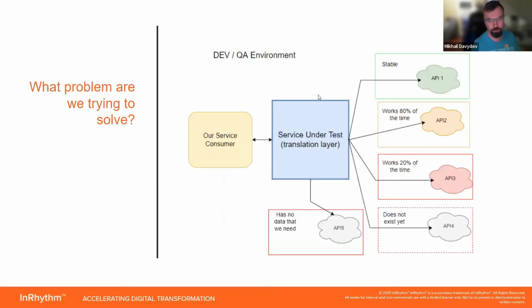So first of all, what problem am I talking about? In this project, our system that we are testing is basically a translation layer between some external vendor system and Wayfair APIs, or it may be your company APIs, or any kind of APIs that we need to integrate with.